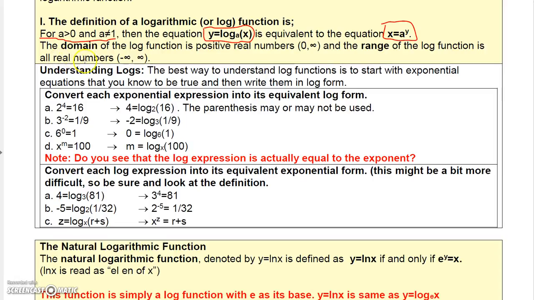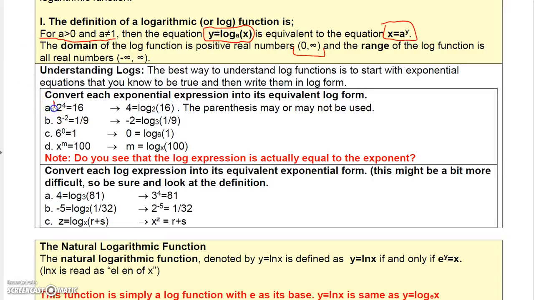So the domain of the log function is positive real numbers. Now remember, that was the range of the exponential function, but now this is the domain of the log function. And the range of the log function is all real numbers. If you'll remember, the domain of the exponential functions was all real numbers. Now, I found the best way to understand logs is to start with exponential equations that you know to be true and write them in log form.